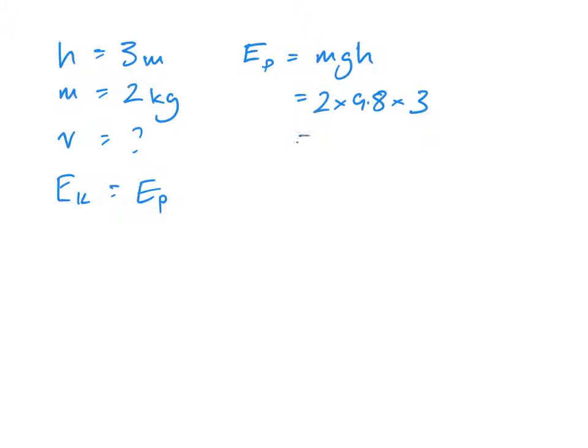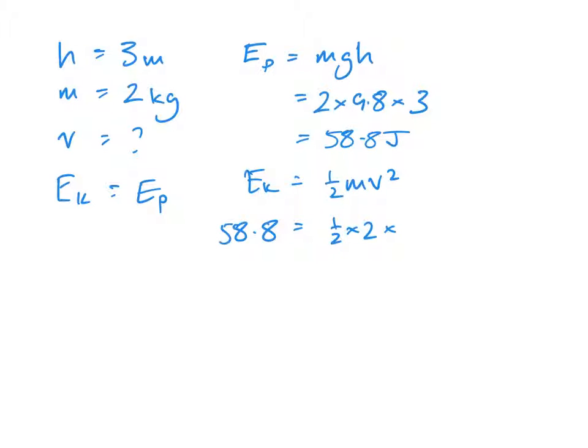So the potential energy is 58.8 joules. And then that becomes our kinetic energy in our half mv squared calculation. So 58.8 equals a half times 2 times v squared. Just simplify the bits that you can. A half times 2 is 1, so that's just v squared. So this one does simplify quite easily.